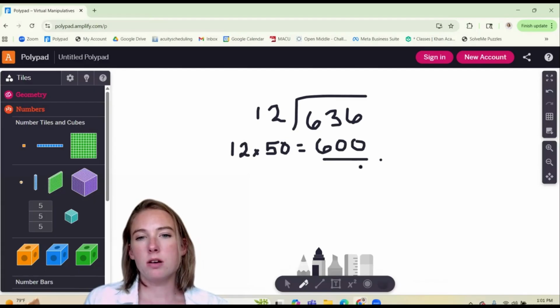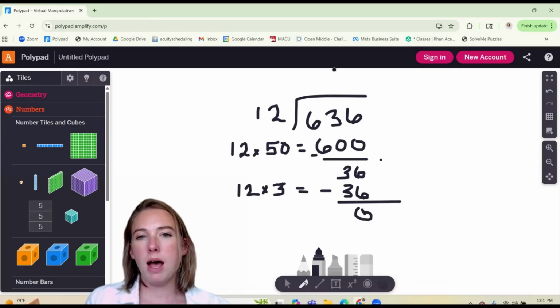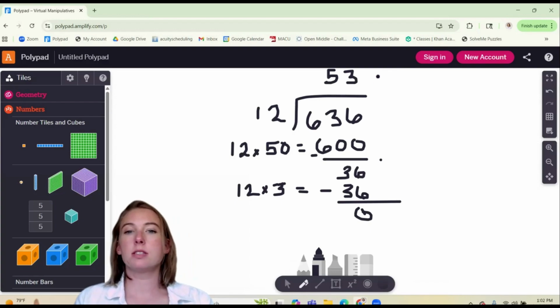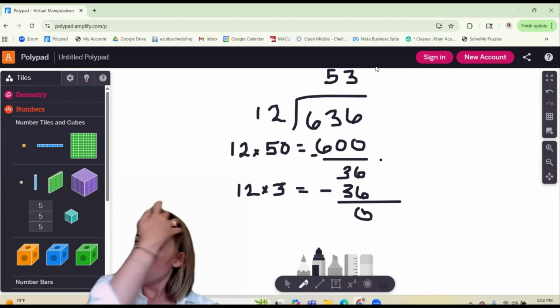So that's going to get me pretty close because it's just going to leave me with 36. And then I know 12 times 3 is 36. And that gets me to 0. My quotient is 53. It takes 53 groups of 12 to make 636. That is how you use partial quotients to do division.